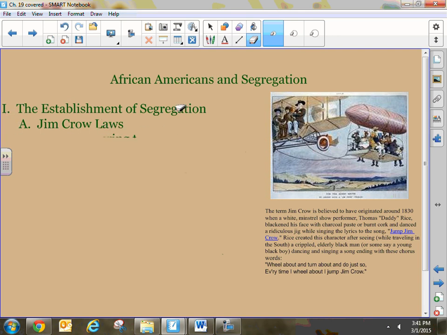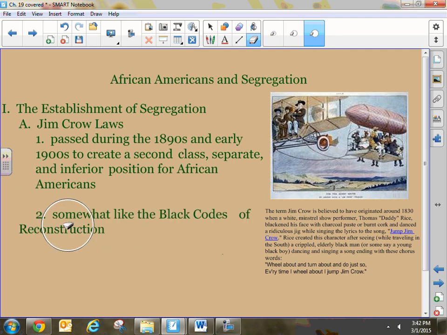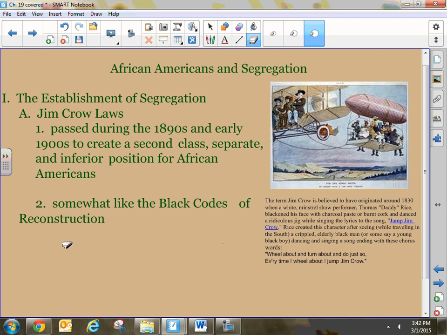In the 1890s and the early 1900s, Southern states, including Georgia, passed laws to create a second class, separate, and inferior position for African Americans. They were somewhat like the black codes of Reconstruction that you already know about. What these laws did in the South was make the practice of segregation legal. There was discrimination in lots of different places, but in the South, discrimination was part of the legal system.